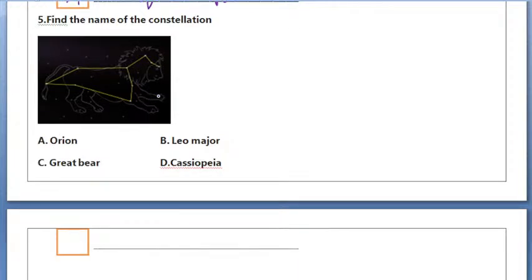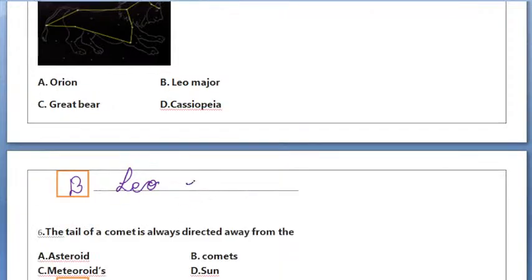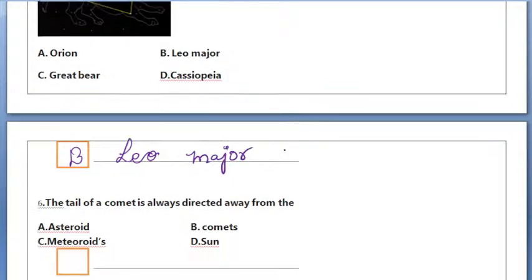There is a hint actually. Looking at the picture, you can find out it is option B. This picture is Leo Major. This picture is representing the Leo Major. Okay, yes. So let's go for the next question.